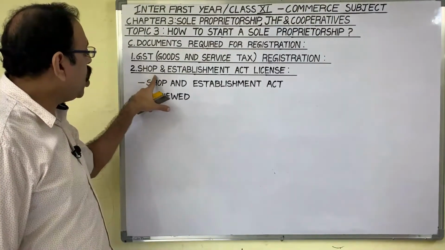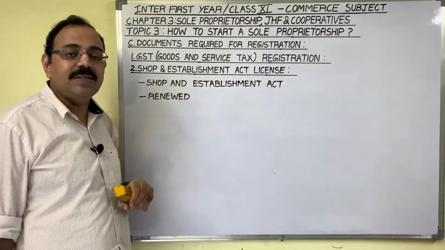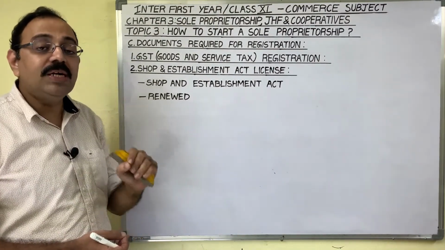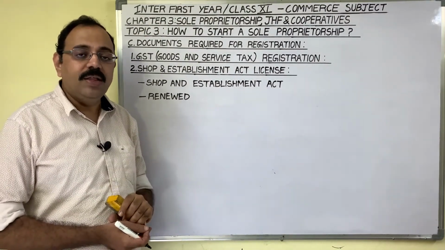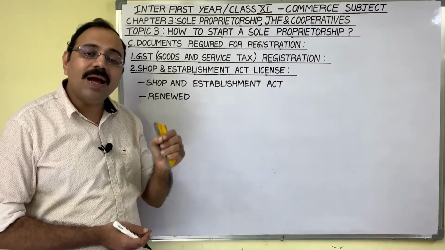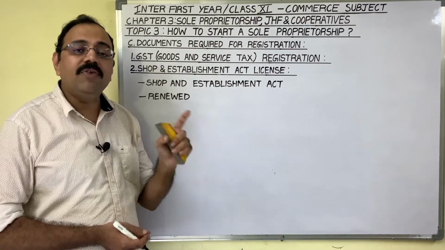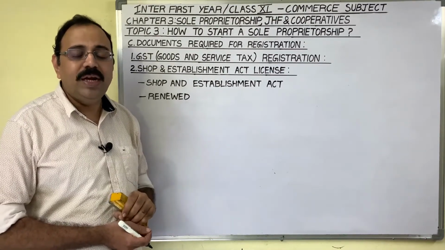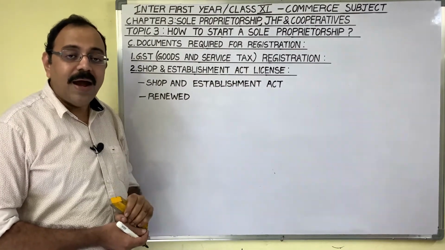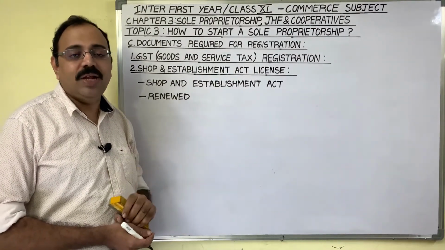Second one is the Shop and Establishment Act license. If you are running a sole proprietorship business with the aim of earning profit, then you are supposed to have this license. It is issued by the local government authority of your village or town. It is issued under the Shop and Establishment Act and it should be renewed annually.